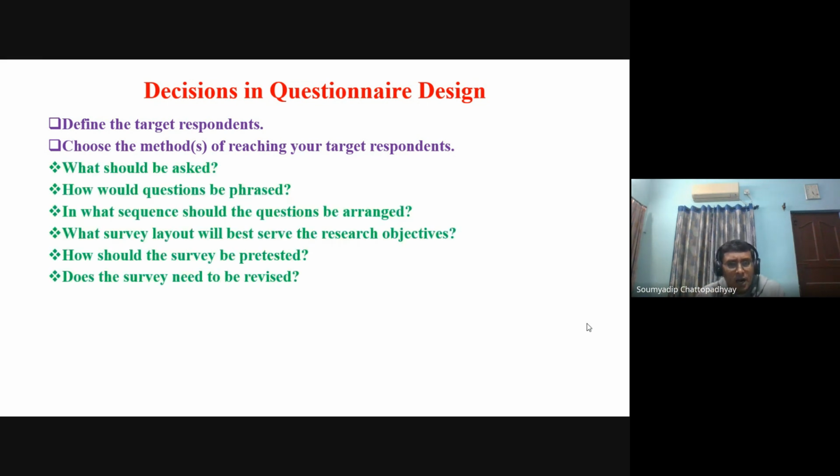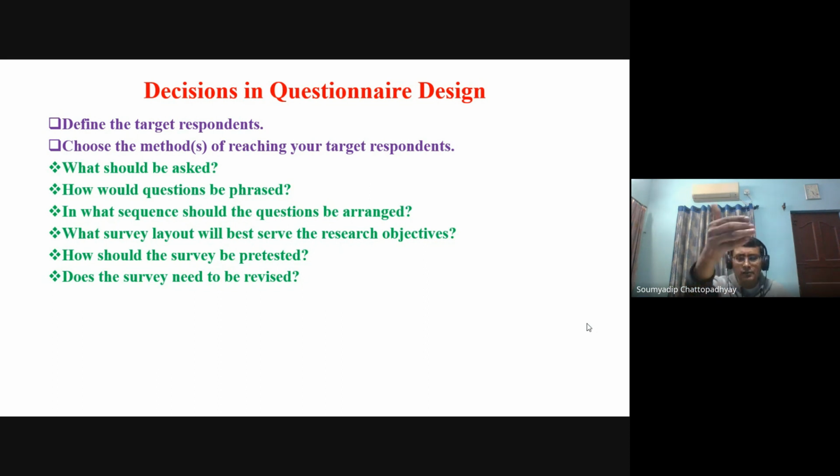Then regarding questionnaire design, these are the important aspects. What should be asked? How would questions be phrased? In what sequence should the questions be arranged? What survey layout will best serve the research objectives? How should the survey be pretested, and does the survey need to be revised?